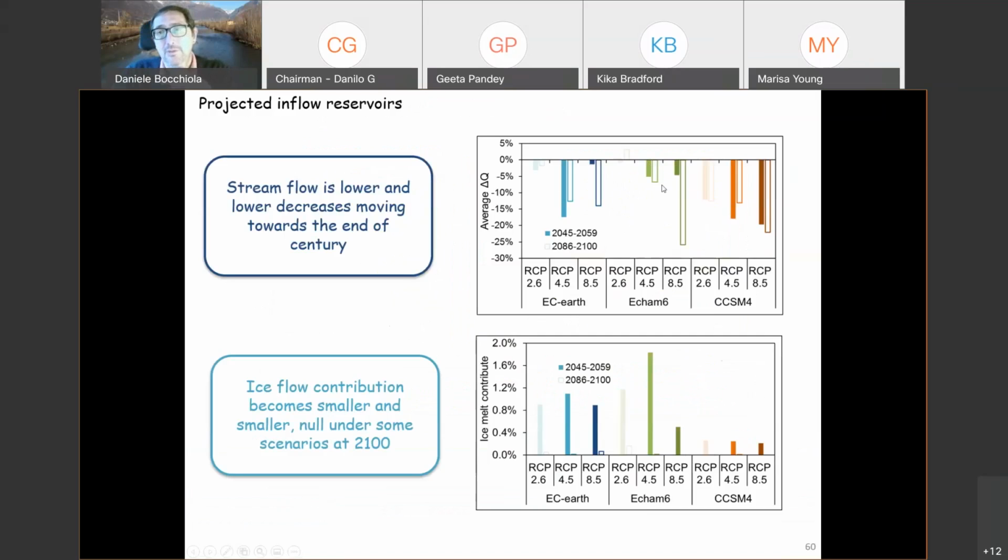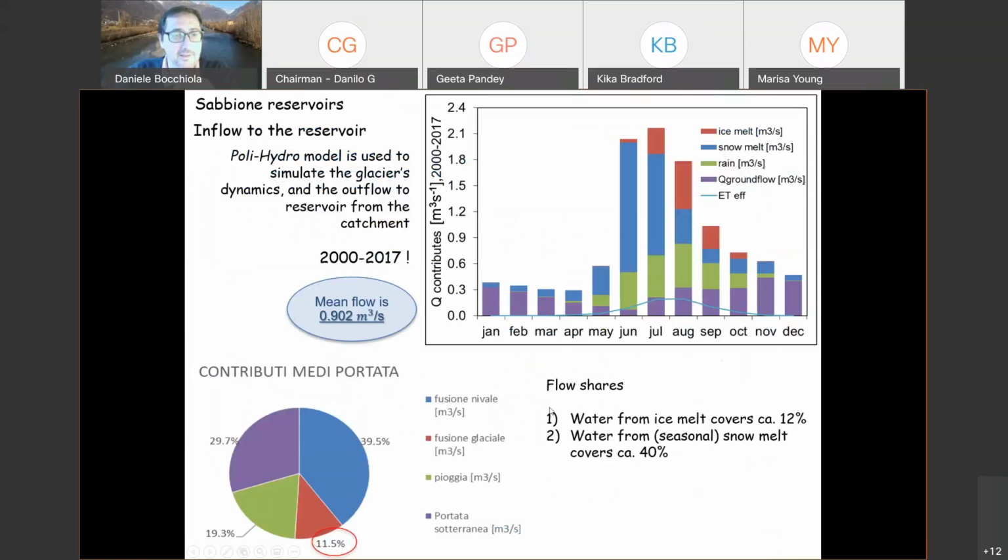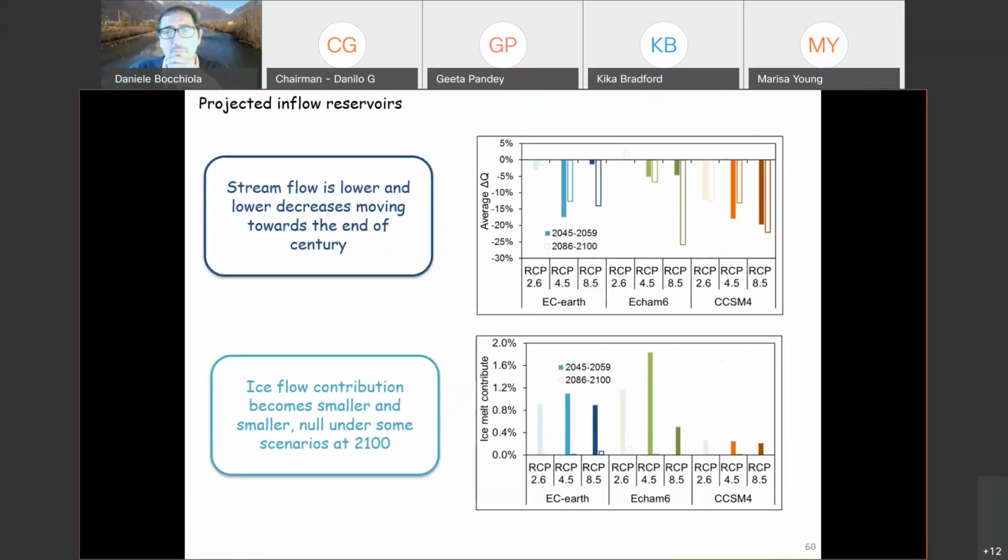Available stream flows decreasing in all scenarios. See, all of these bars here point to half century and end of century decrease of water available. Okay, and lower and lower ice contribution at the half century and end of century. Presently, ice contribution is in the order of 10%. Okay, we just go back quickly. 11% something. Okay. Now, so in the future, it would be much less, in the order of 1-2%. Okay, half century and end of century.